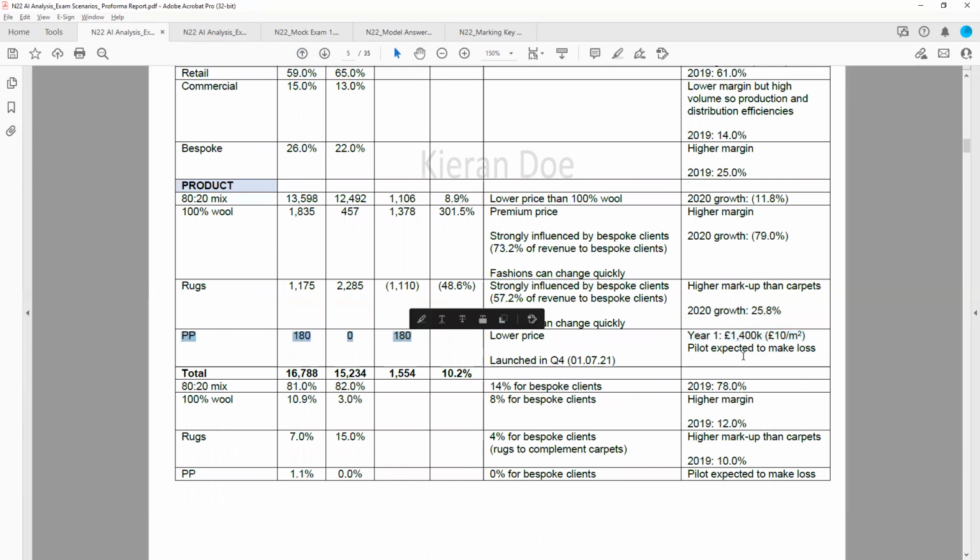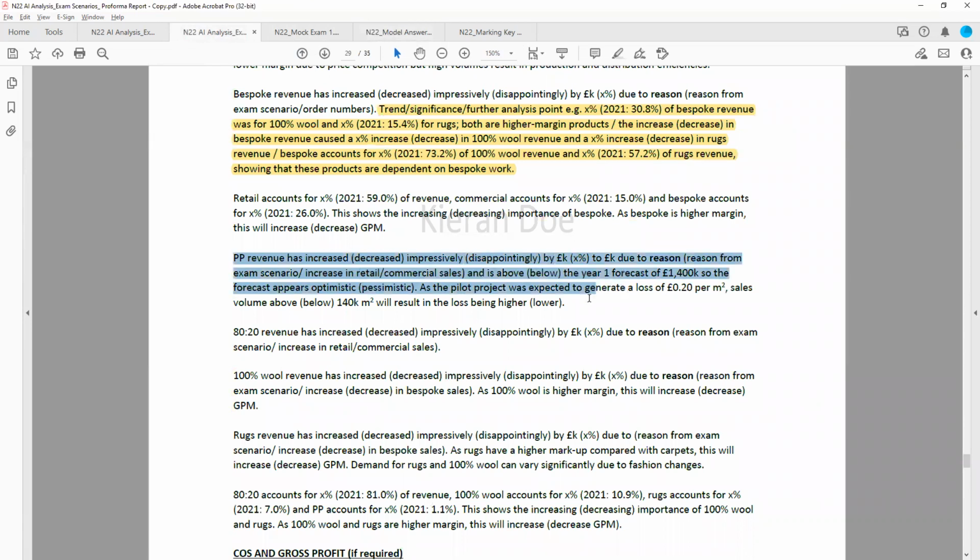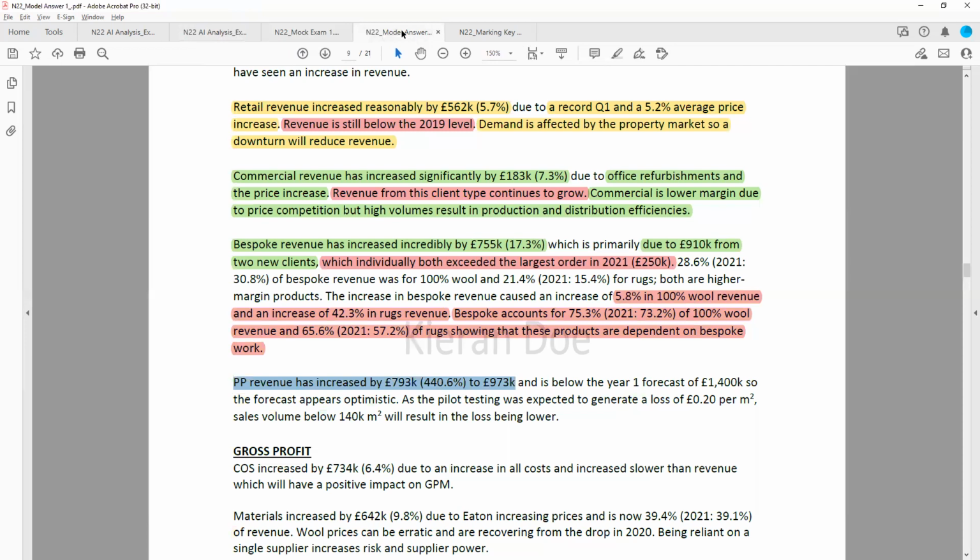So of course it would be interesting to see whether they met that target or not. So we had that lined up for us when we were thinking about that in the AI and included that in the pro forma report. So we could have made that point about PP. Is it above or below the target? Well, it was below. Therefore, the forecast appears optimistic. It's making a loss of this.